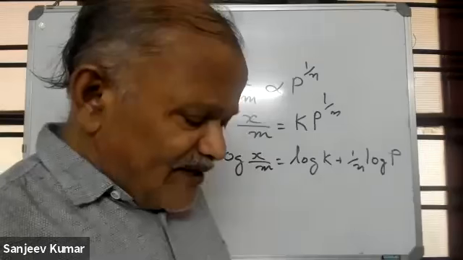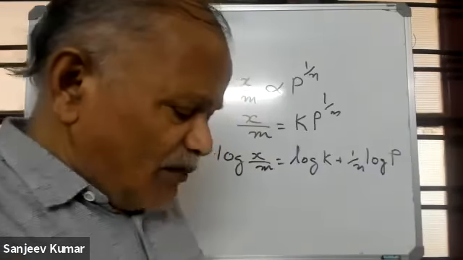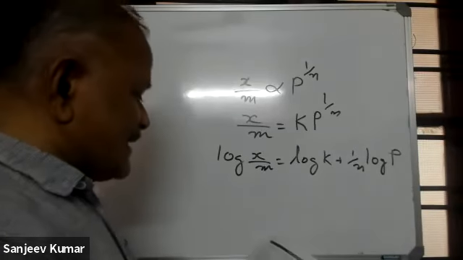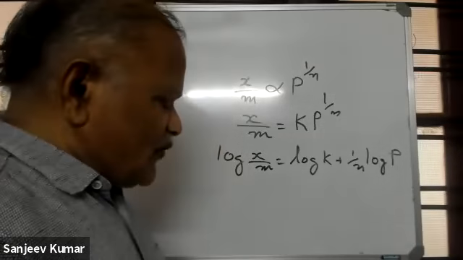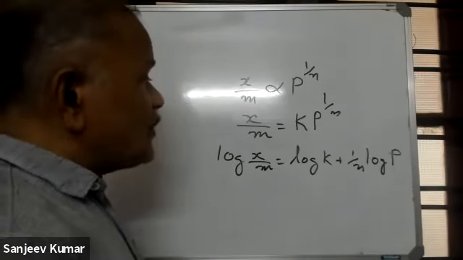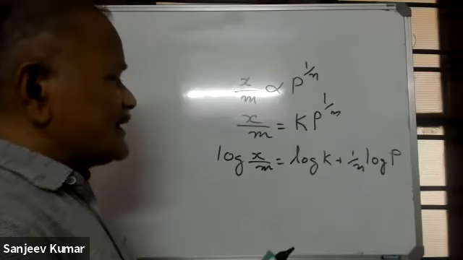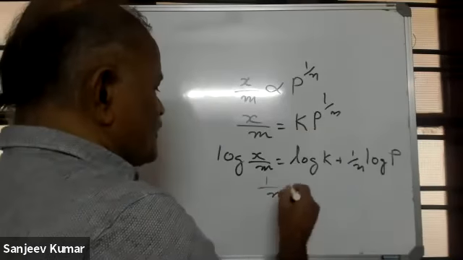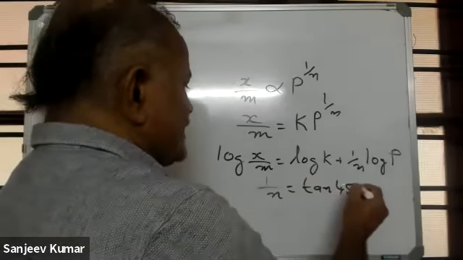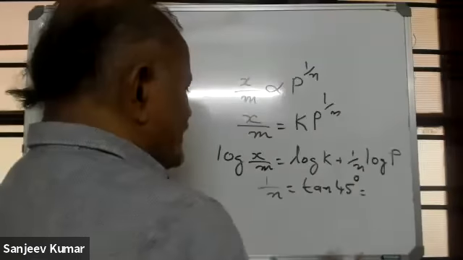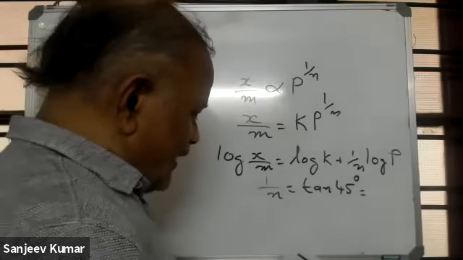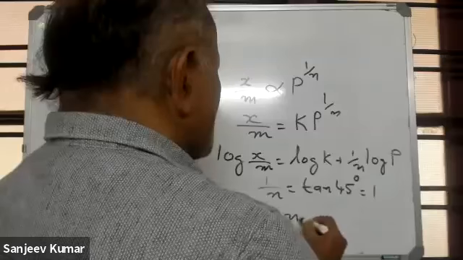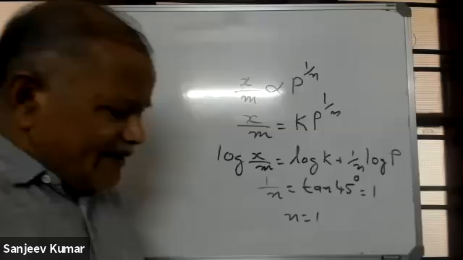Here, log x by m versus log p is found to be linear with a slope of 45 degree. That is, 1 by n is equal to tan 45 degree, and tan 45 degree is equal to 1. Therefore, 1 by n is equal to 1. Therefore n is equal to 1.